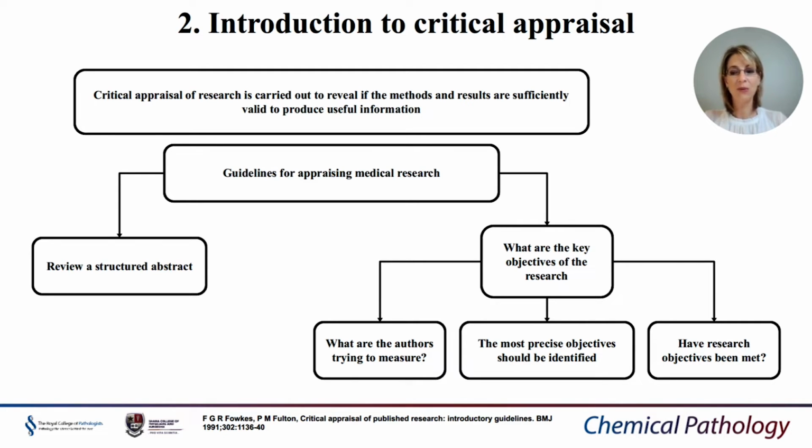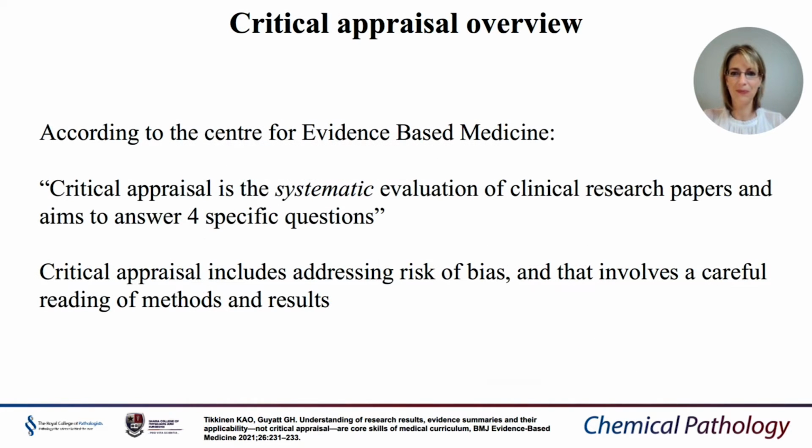Firstly, we should review a structured abstract, or there should be a structured abstract available. And then we need to look at the key objectives of the research. First of all, what are the authors trying to measure? Secondly, what are the objectives? Can they be easily identified? And finally, have the research objectives been met? So it doesn't help having an objective, but they're not actually measuring or having an outcome based on that objective.